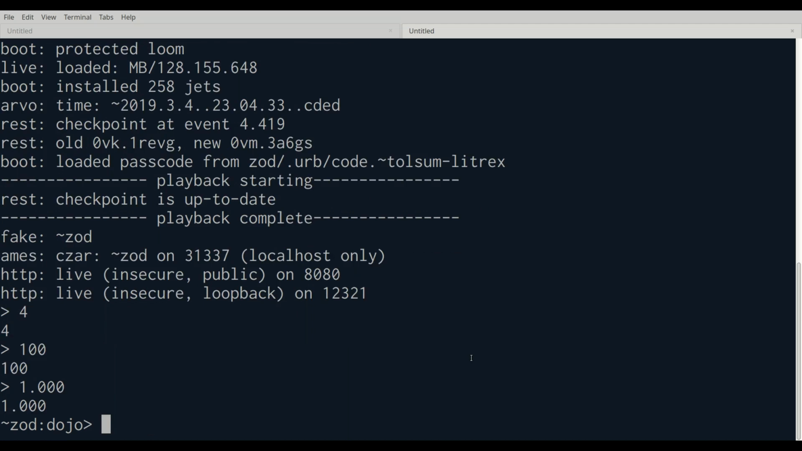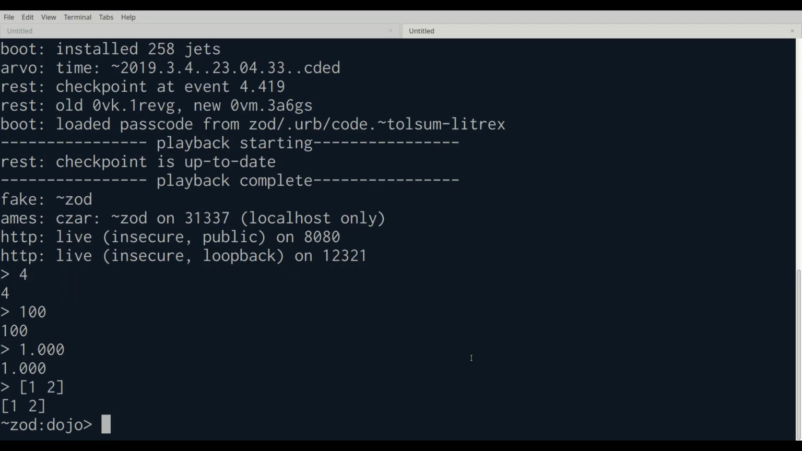So, what about cells? We can actually go ahead and write a cell here. 1, 2. Okay, and we can see that again the cell evaluates to itself, which is as expected.